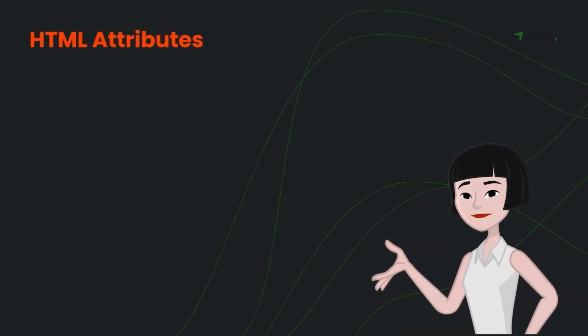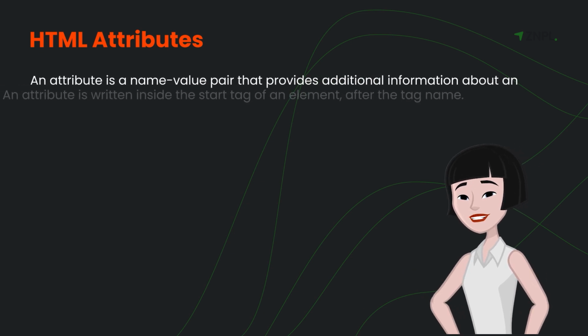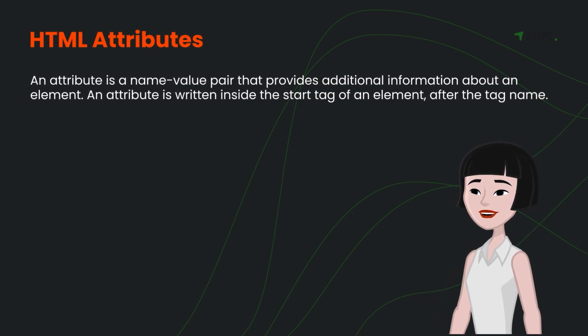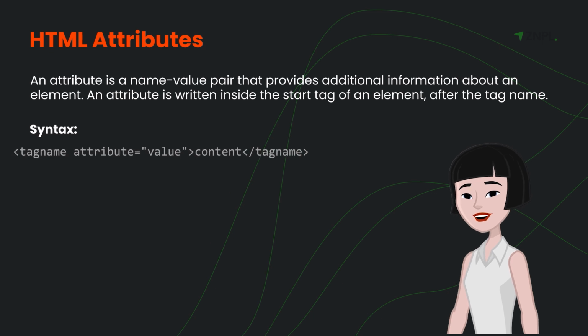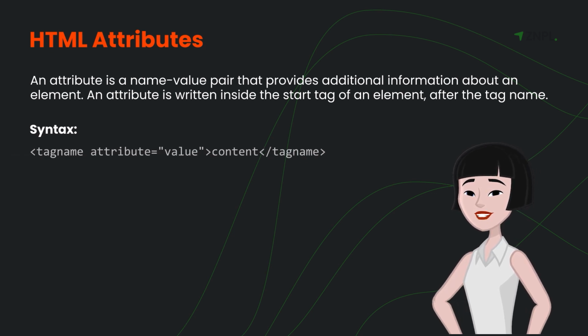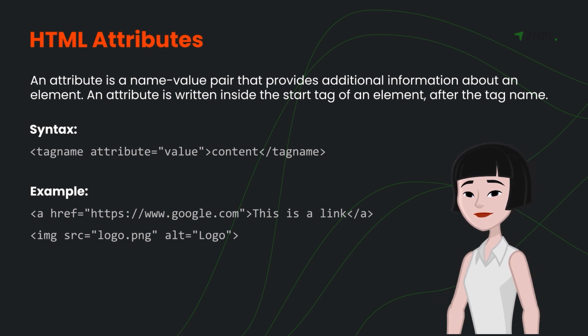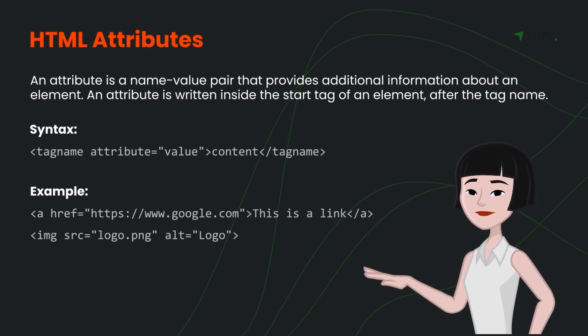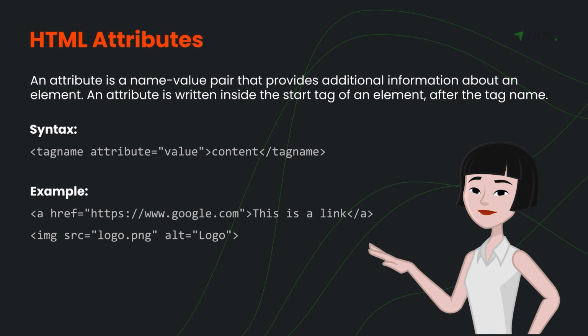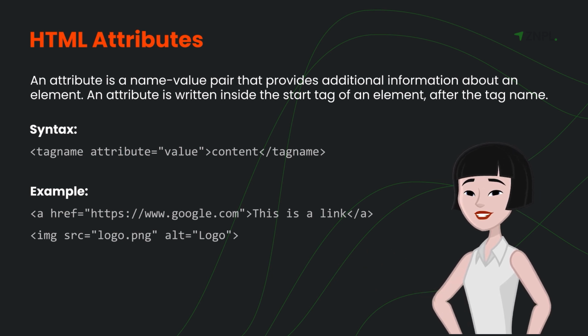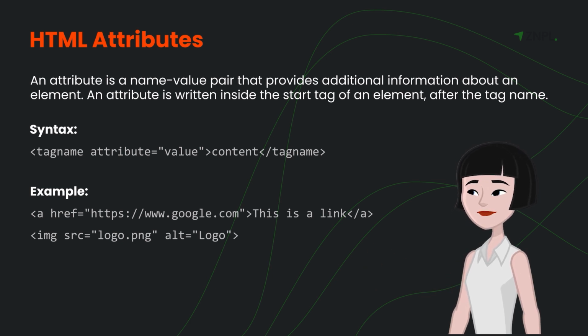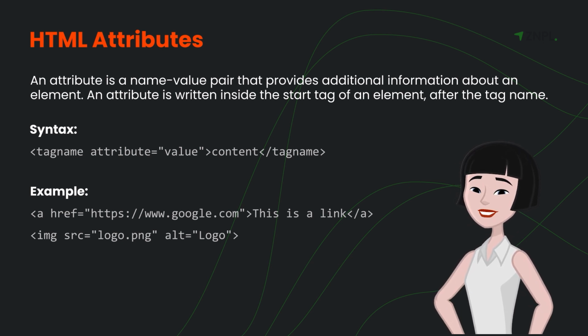HTML attributes. An attribute is a name-value pair that provides additional information about an element. An attribute is written inside the start tag of an element after the tag name. The syntax is, for example, the href attribute specifies the URL of the link. The src attribute specifies the source of the image. The alt attribute specifies an alternative text for the image.